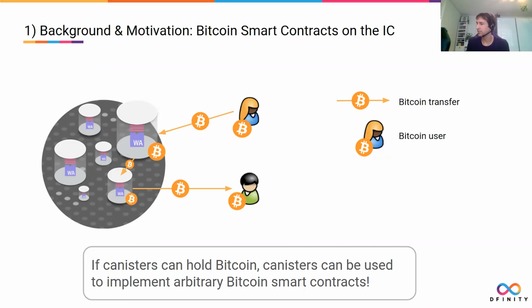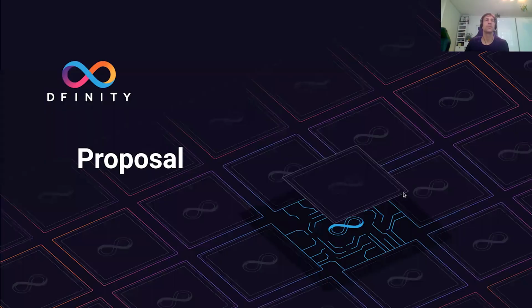if you think about it, Ethereum came about because Bitcoin lacks expressive smart contract functionality. It has its very limited scripting language. And with this integration, essentially, we are enabling smart contracts for Bitcoin, which I think is pretty cool. All right, so that was already the first part. Now let's talk about the proposal.